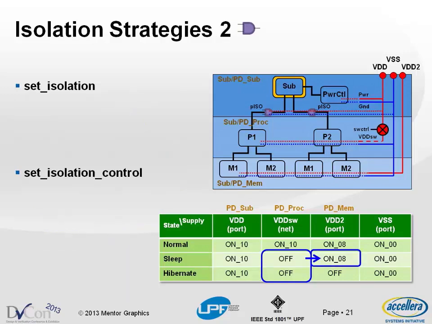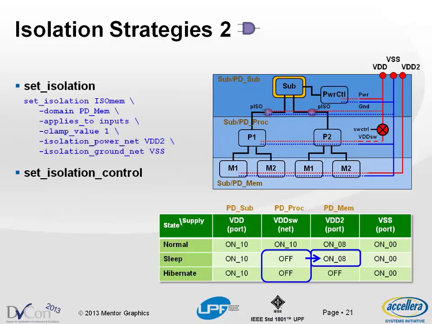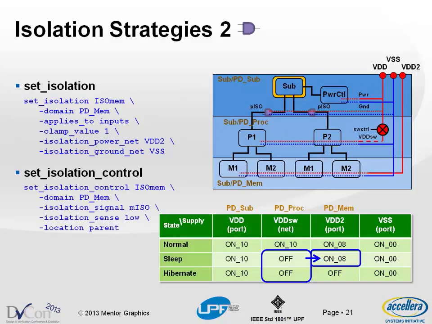Now, it's also the case that PD proc, when it's off, is connected to PD mem, which is on, and so we need to think about isolating that boundary as well. Of course, the ports that we have to isolate here are not in PD-proc, they're in PD-mem. So in this case, we want to write an isolation strategy and a set isolation control command as well for the power domain PD-mem, which is the one on the bottom, because we want to put isolation on these points where there's an interface between this domain, which is on, and the PD-proc domain, which is off.